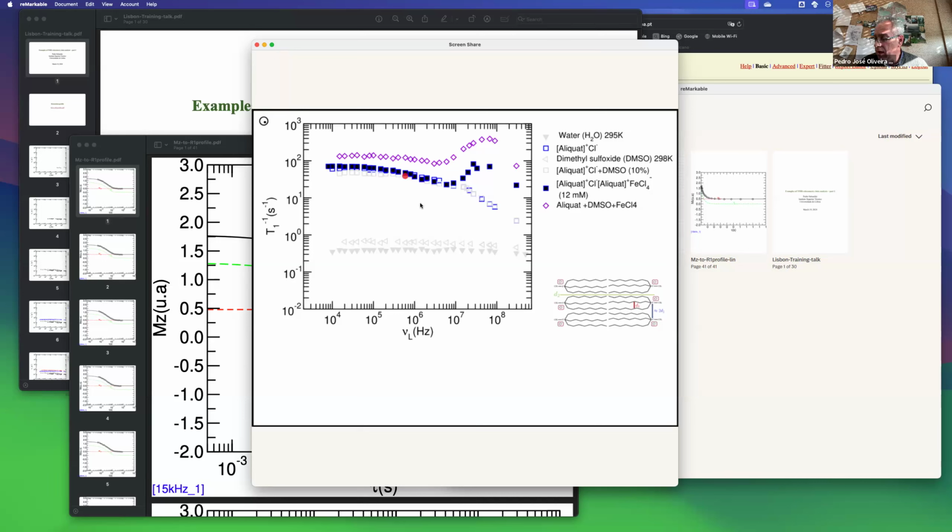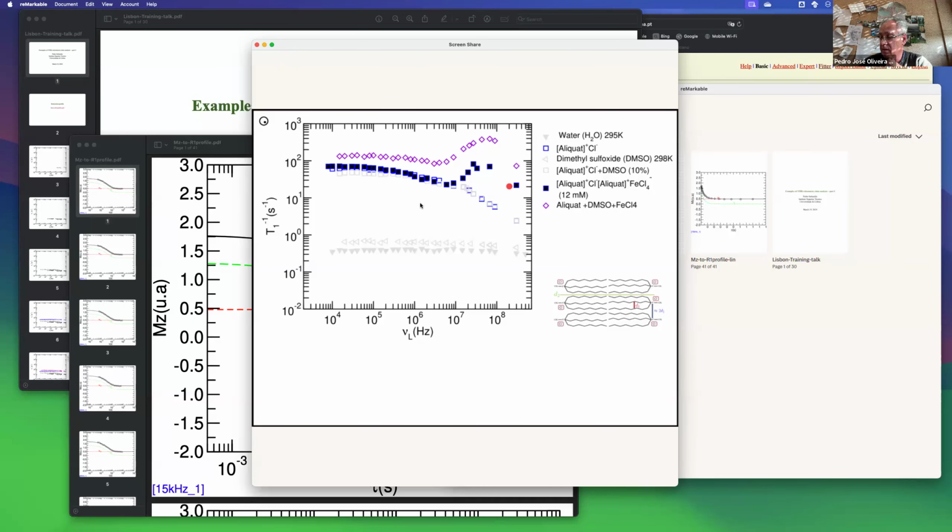And here now in black is the aliquot with, in molar concentration, much more iron than what I showed in the previous data for manganese. There was 2 millimolar of manganese, and here is 12 millimolar of iron chloride. And you see, with respect to the blue empty squares, the dispersion is pretty much the same in the low frequency range, but there's a large bump here, a large dispersion. I mean, there's a dramatic change here.